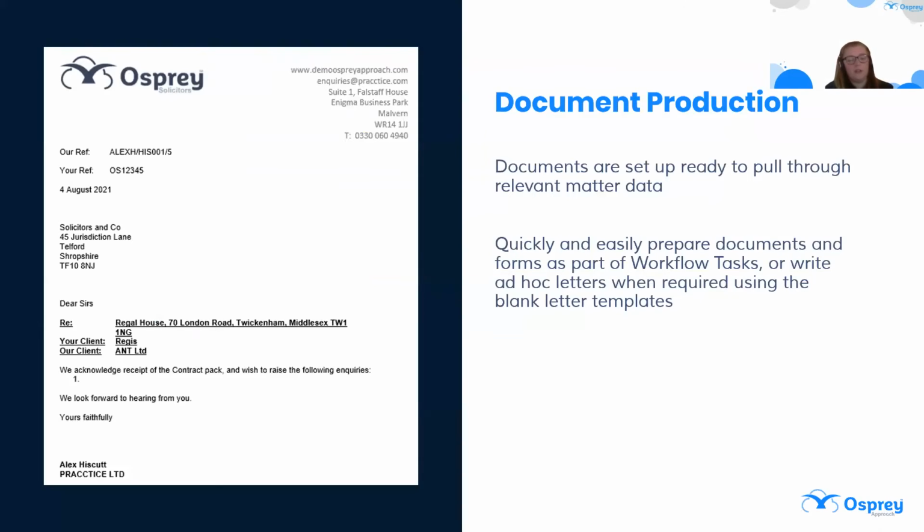So for example, you could use document production just to write a blank ad hoc letter to the other side, and the address and reference and party details will be populated for you. But there are also pre-drafted letters within the workflow tasks that are available. So for example, you've got here a contract pack letter raising inquiries, and you'd obviously type your inquiries in, but it's all set out ready to go, and you can see the reference, the address, the party's details are all there within that template ready.